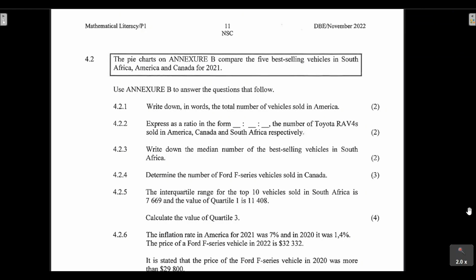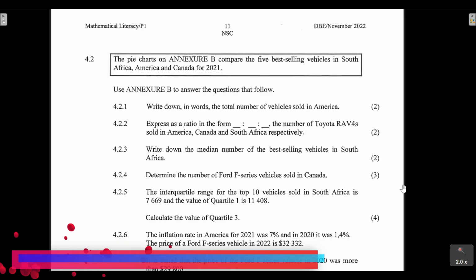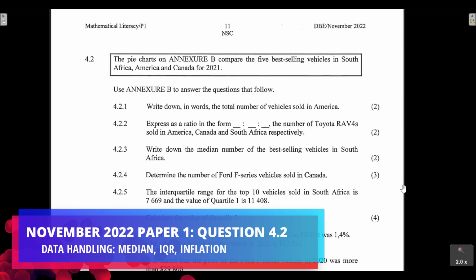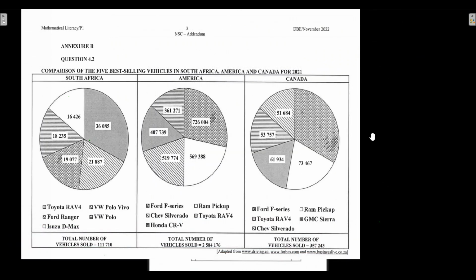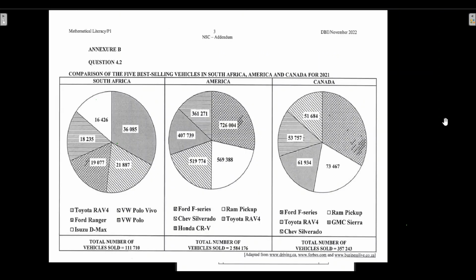In today's video tutorial, guys, we're going to be tackling question 4.2. Question 4.2 is under the umbrella of data handling. So we're going to be interpreting this pie chart that is given to us in Annexure B. If you don't have this annexure, please make sure that you've downloaded it. I've inserted the link down in the description box, right?